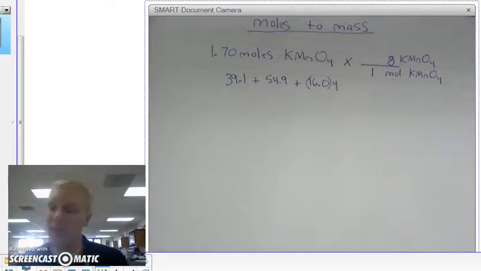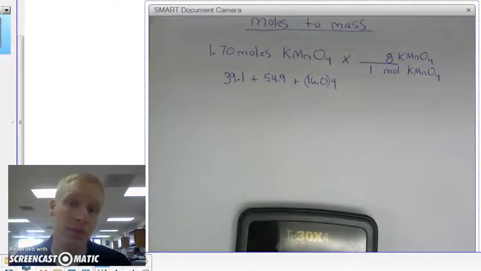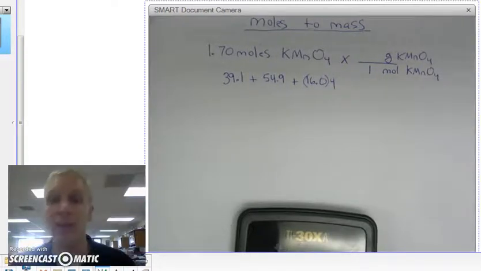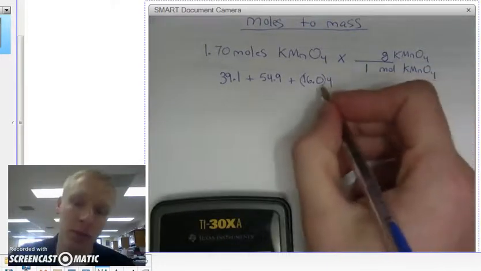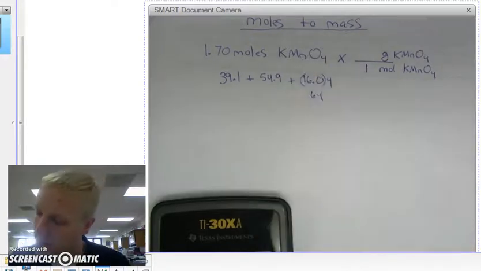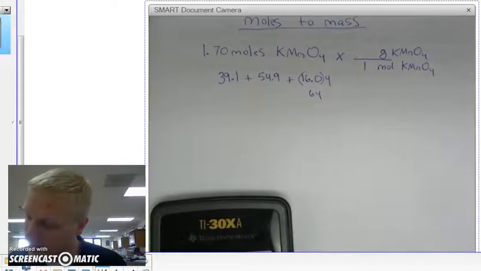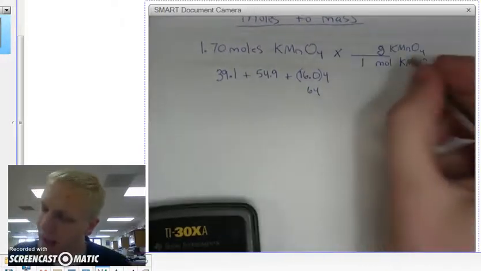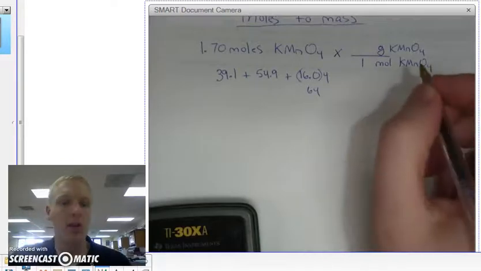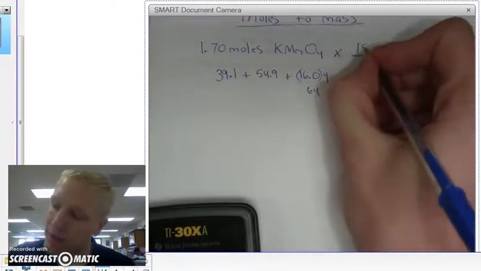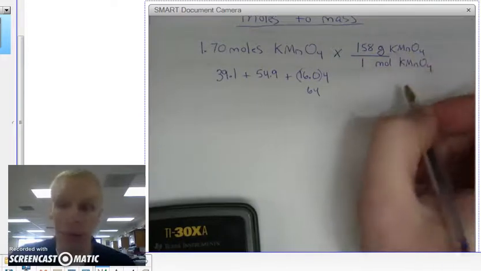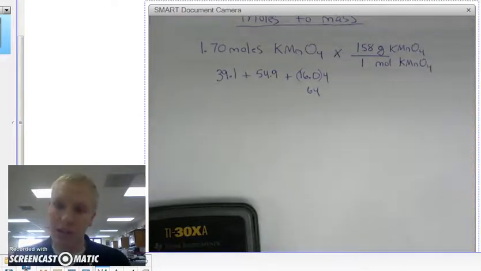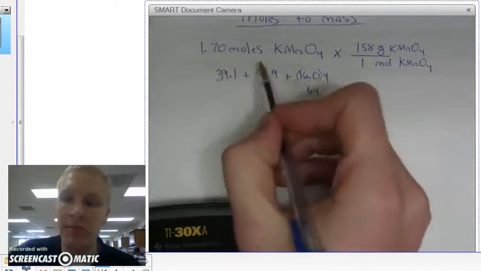Then you take out your calculator, which every good chemistry student brings to class, not only on time but with their calculator. 16.0 times 4 is 64. So I'm going to take 64 plus 54.9 plus 39.1, and that gives me 158, which is my molar mass. So I place my 158 right on top, because that's how many grams I need to have 1 mole of that substance.